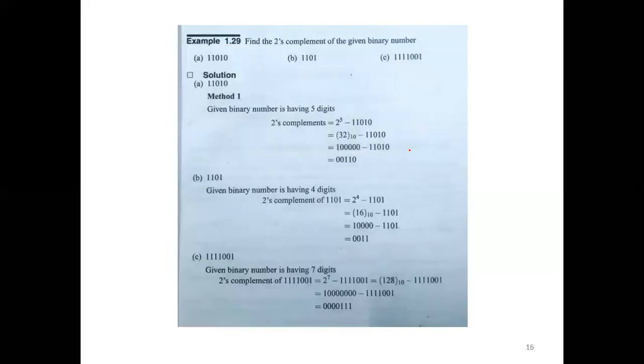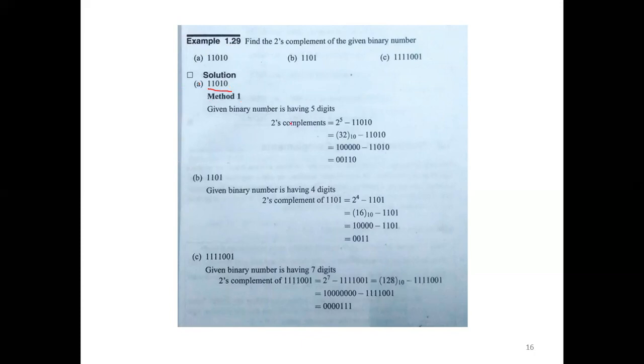So the 2's complement of the given binary number, we can find out. That means for the 2's complement, first you have to complement this value. So here we have 11010, so you have to complement it. Like that, that is one method we are using.